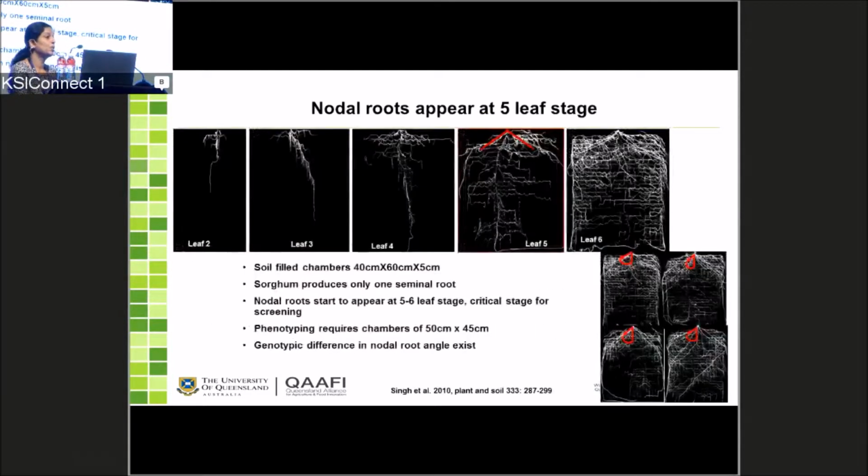I will not go into the detail about the methodology, but this photograph shows root development of sorghum. Unlike other cereals, sorghum produces only one seminal root, and the first pair of nodal roots start to appear around 5-leaf stage. This was considered critical for root screening, and genetic variation for nodal root angle was observed.